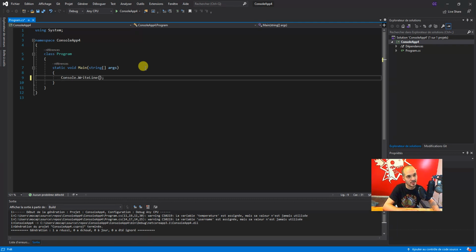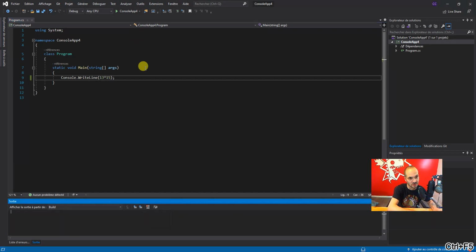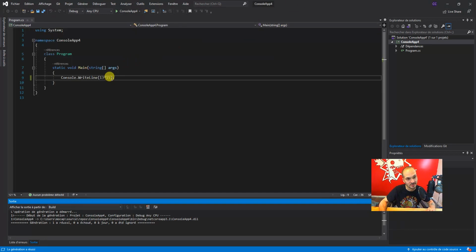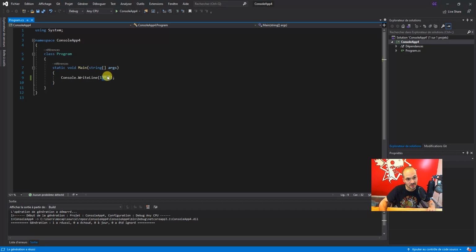Let's start by writing Console.WriteLine. Start with an easy one. First of all, you can do all the basic operations you know right now. So you can do 13 times 15, and it's going to work. You get the result of the multiplication, or the product, so 195.